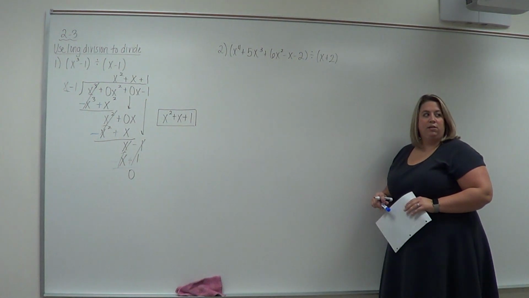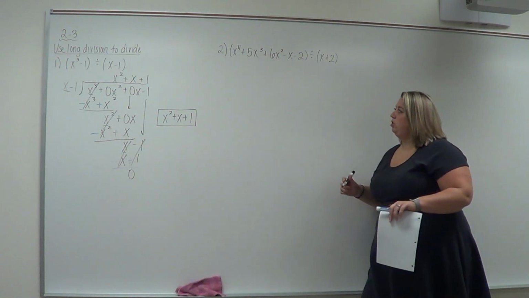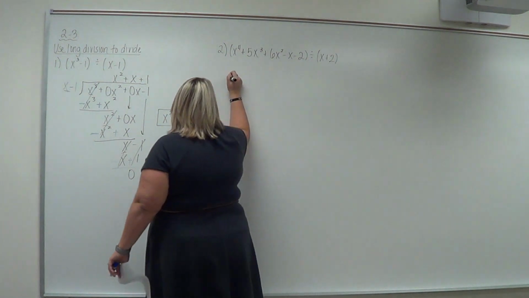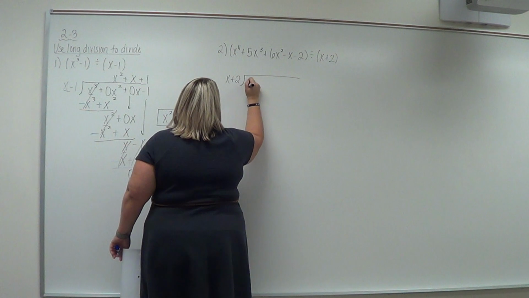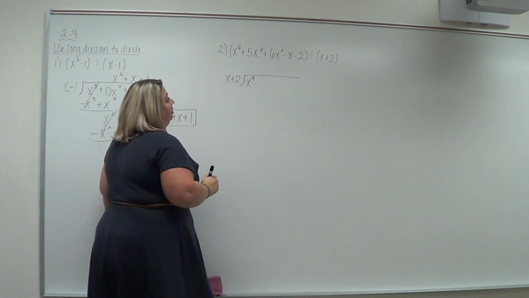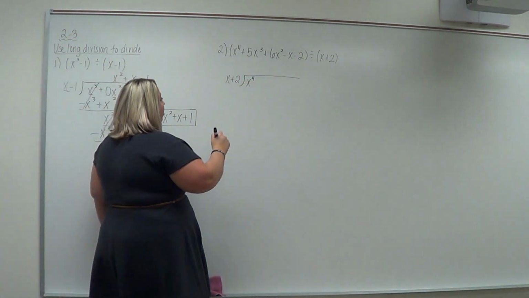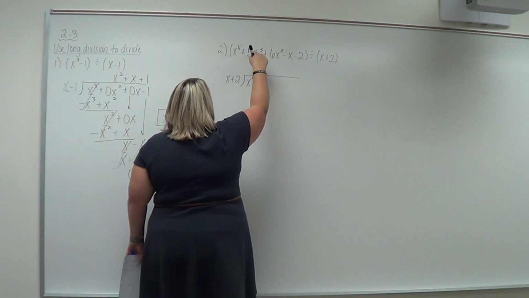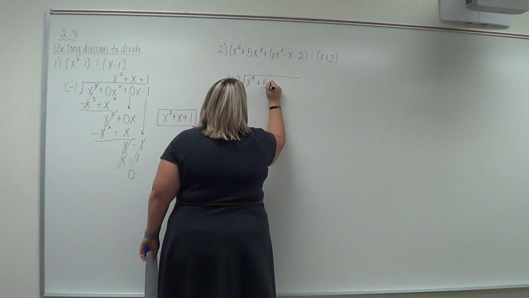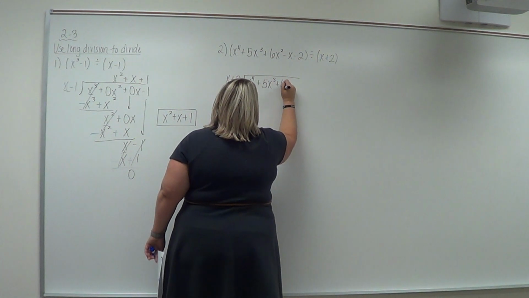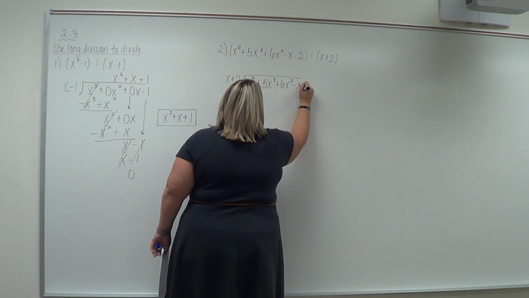Everybody good? Okay, so the x plus 2 goes on the outside. And then I have, is there anything missing where I have to put zeros in? No. So you just look from the, so I have 4, 3, 2, 1, and then a constant, so we're good. You just have to fill in zeros if something's missing in between the numbers.